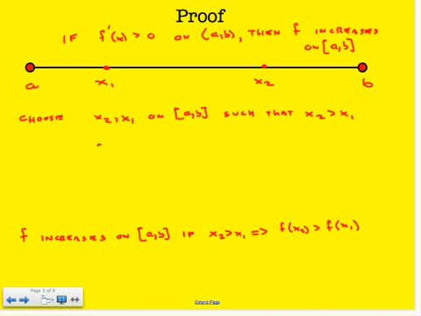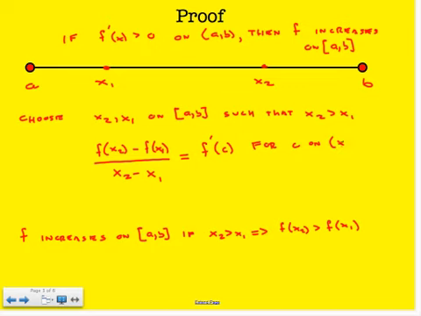We're going to calculate this number right here, f of x2 minus f of x1 over x2 minus x1. Okay, this is the average rate of change of f on the interval x1 to x2. The mean value theorem says that that has to be equal to f prime of c for some c on the open interval x1, x2. Okay, so that's what the mean value theorem guarantees us.